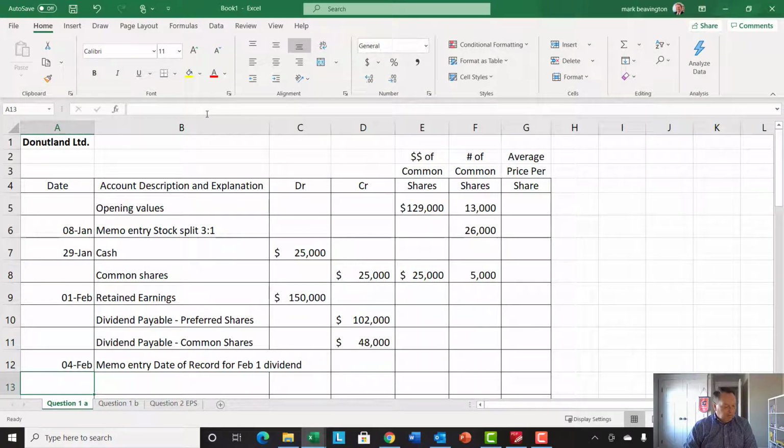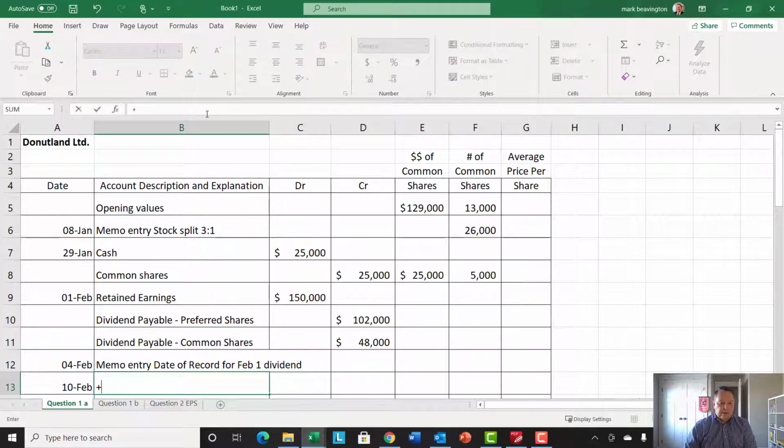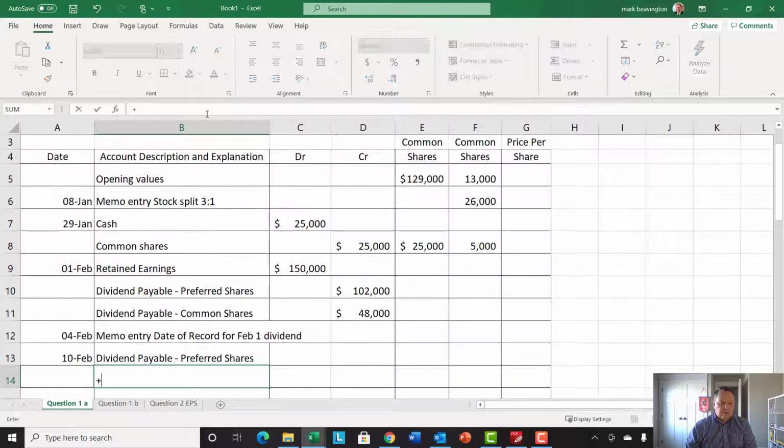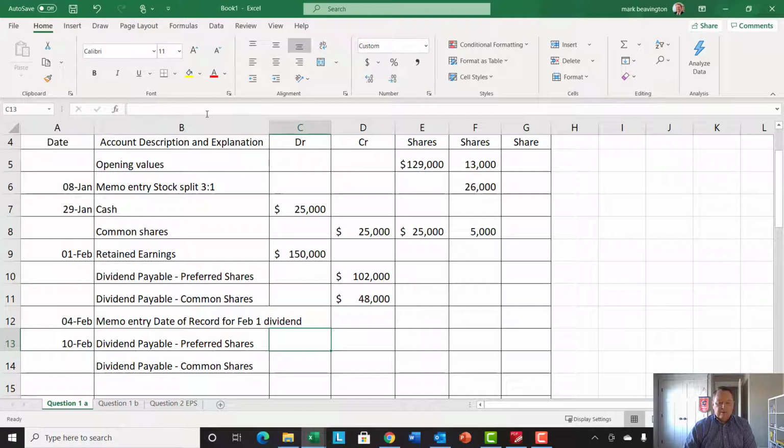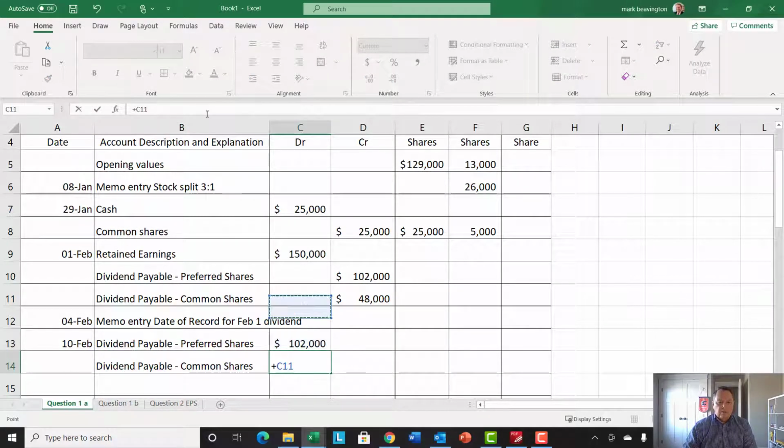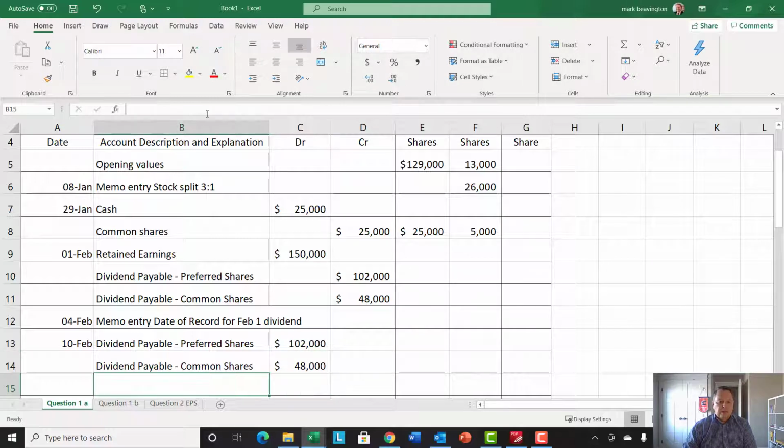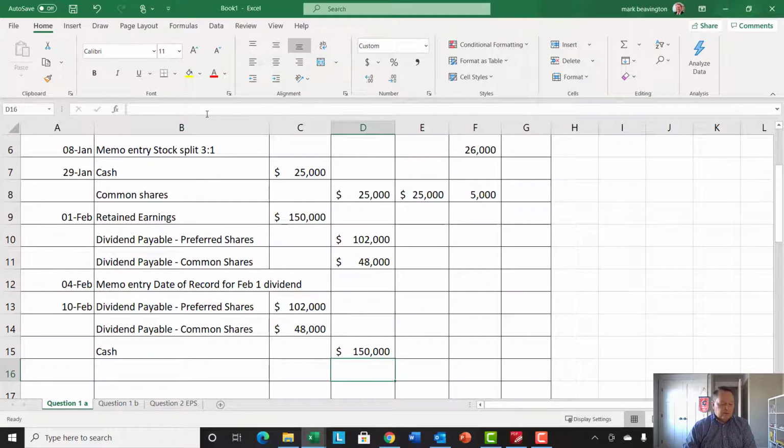And then on February the 10th, we actually pay that dividend. So in that case, we've got to get rid of these dividends payable. In order to do that, we need to debit them for whatever the amount that we credited them. That's fine, and then we're going to spend cash doing that. So that's the 150,000 in cash going out the door.